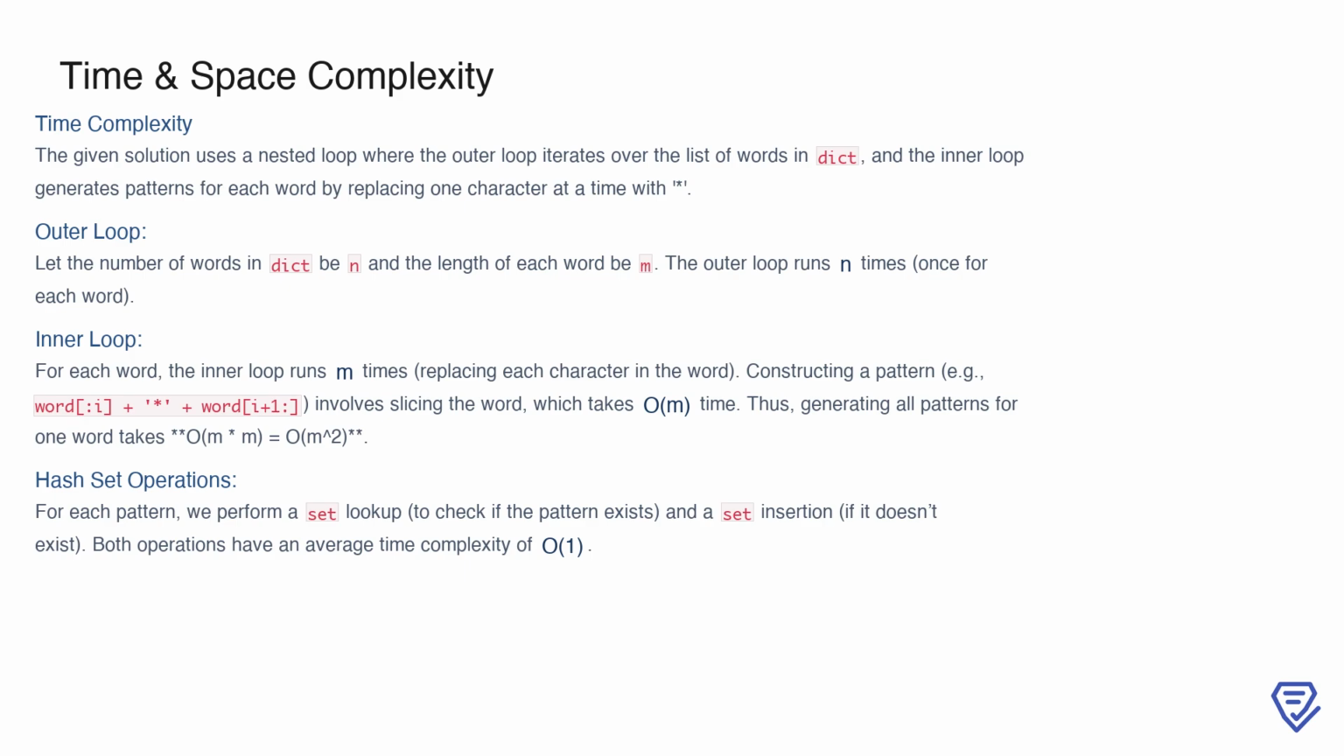Since each word has a length of m, the inner loop performs m iterations. Constructing each pattern involves slicing the word, which is an O(m) operation. Therefore, generating all patterns for a single word takes O(m*m), or O(m squared) time. Additionally, for each pattern, we perform a hash set lookup and potentially an insertion. Both of these operations have an average time complexity of O(1). Combining these steps, the inner loop's operations dominate, making the overall time complexity of the nested loops O(n*m squared).